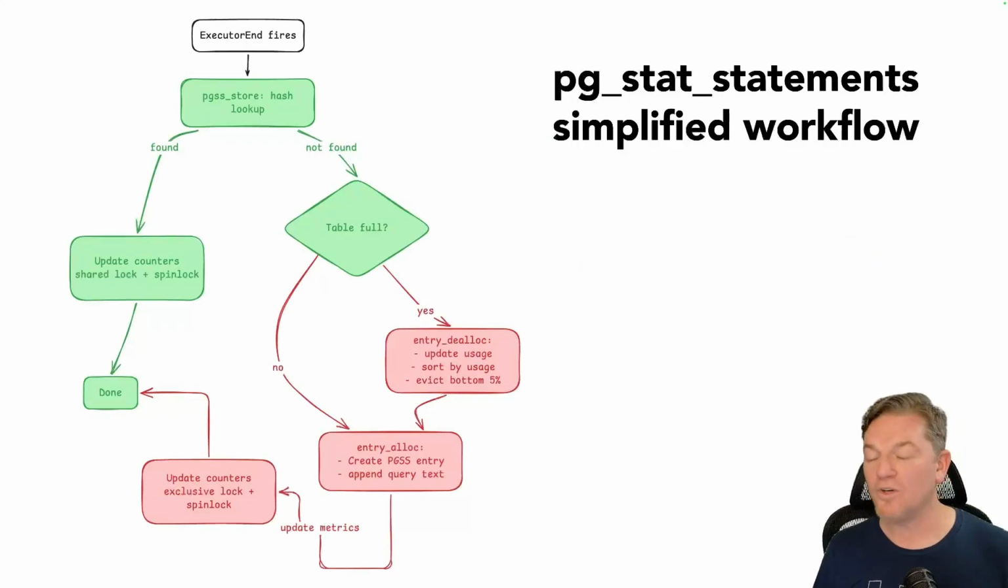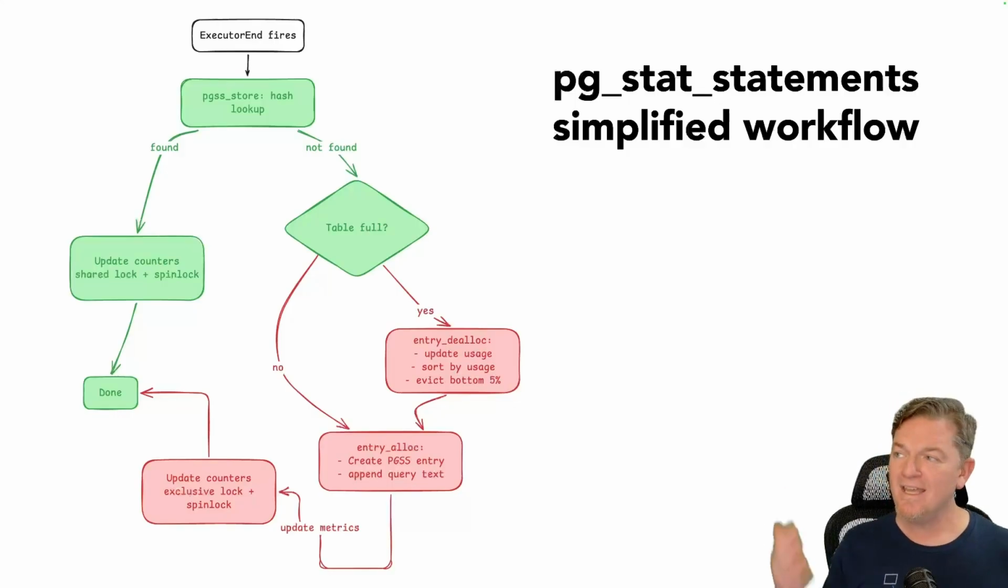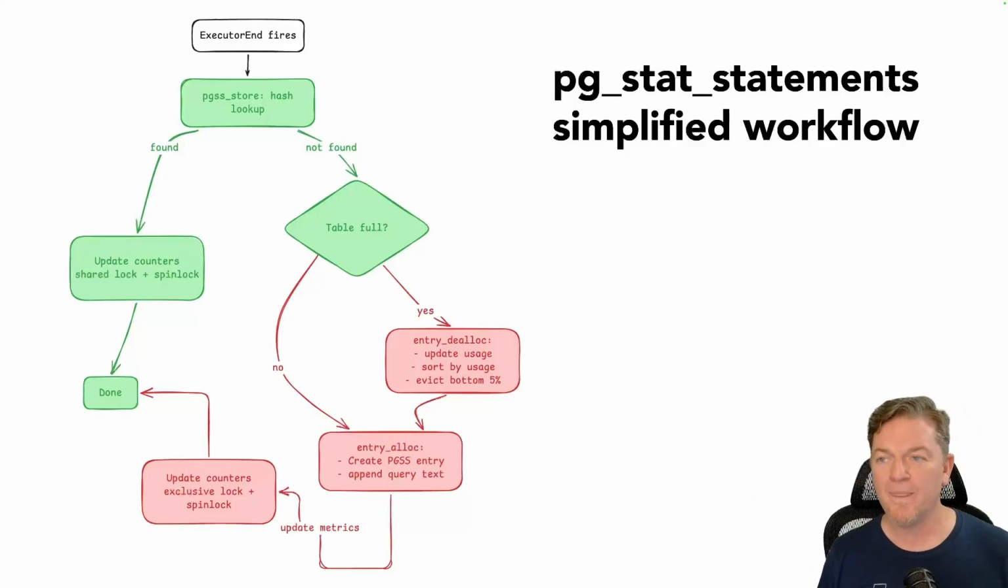Now, the overall workflow is honestly pretty simple. Although there's a lot of complexity in how it works, this is a really quick overview. As we said, primarily we begin this process at the end of an execution. We go through pgstat store, it looks up the hash. If it exists, it simply updates the counters and we're done. It's really fast, it's all shared locks, and we can move on.